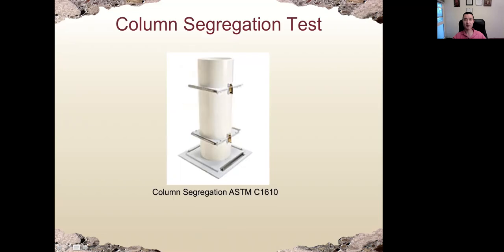This test is a measurement for static segregation, which we call the column segregation test. This is another ASTM standard test. The column, I believe, is around 10 inches in diameter and maybe 24 inches in height. We have top, middle, and bottom sections, with separation between these three sections. Initially, we pour the concrete in one lift and fill all three sections. And we let the concrete settle for around 15 minutes.